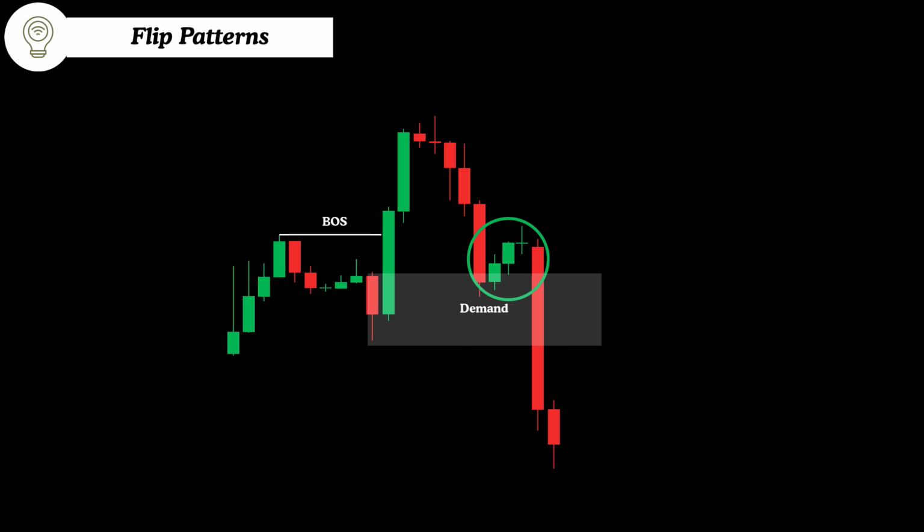In a bearish scenario, the core psychology behind a flip is straightforward.